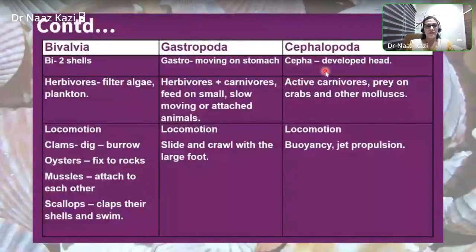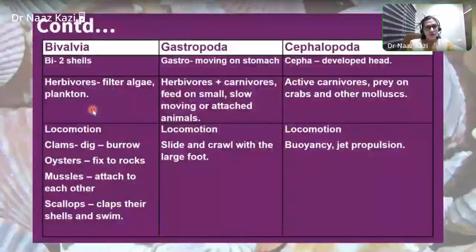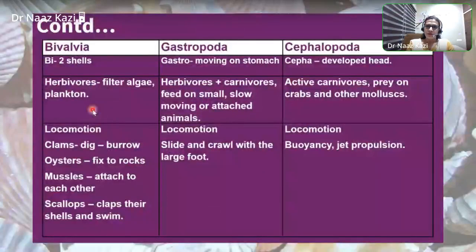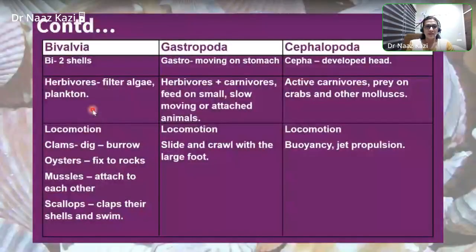Now, the feeding or the food habits of bivalvia: they are basically herbivores. They usually filter the algae and the plankton in the water. The gastropoda are herbivores as well as carnivores. They feed on small, slow moving or attached animals. Cephalopoda are active carnivores. They prey on crabs and other mollusks.